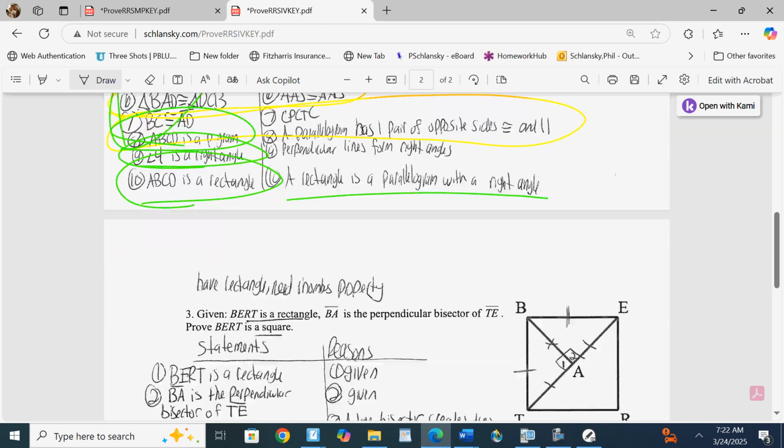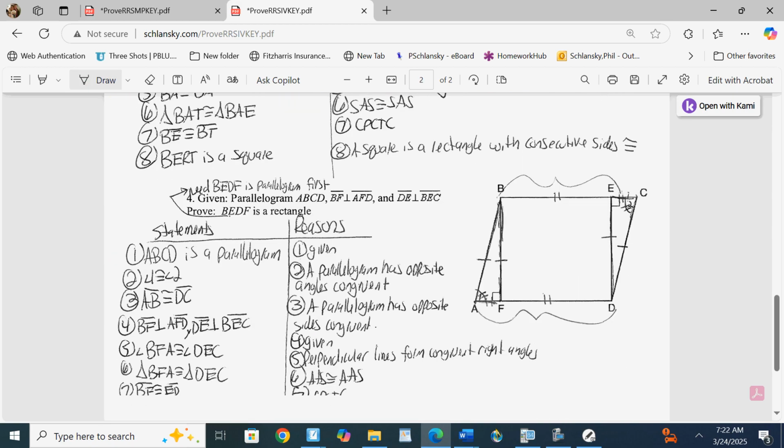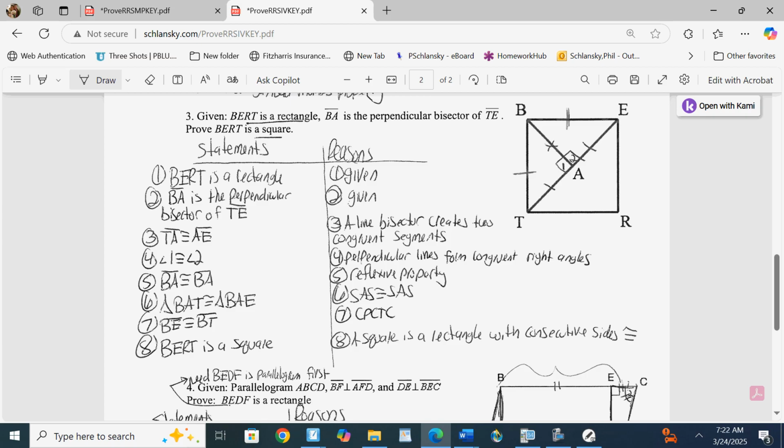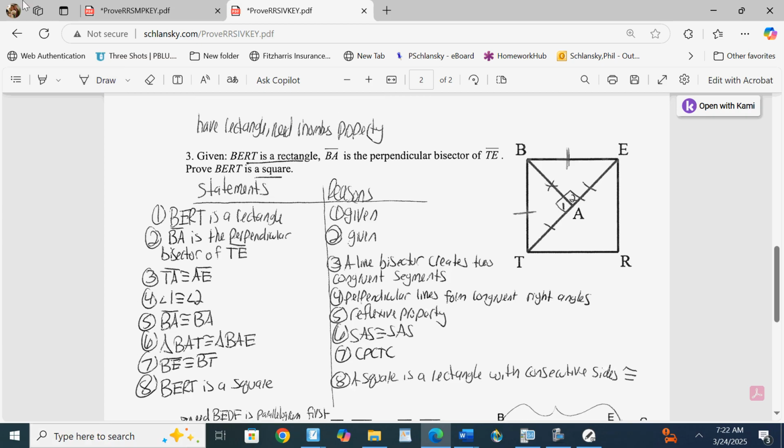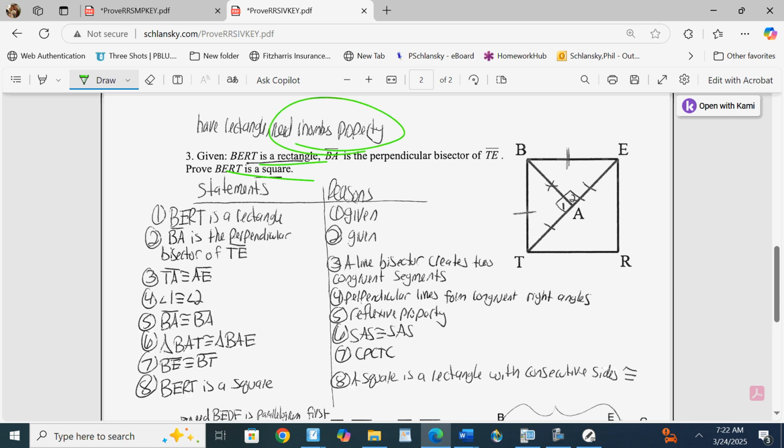We could take a look at one more. I feel like 3 is probably the easiest of them. Let's just quickly talk about it. In fact, it's right here. It wants me to prove it's a square. Since it's telling me it's a rectangle, I need a rhombus proof. I ended up using consecutive sides congruent, using CPCTC from proving the triangles congruent.